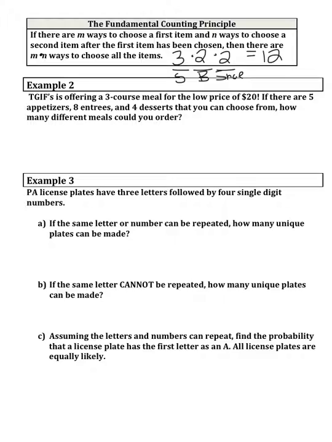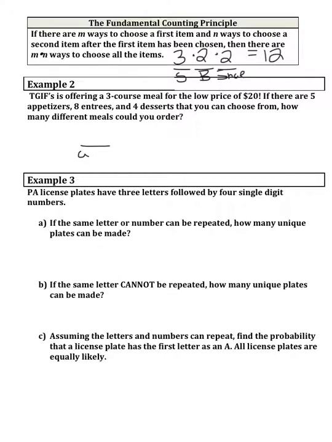TGI Fridays is offering a 3-course meal for the low price of $20. If there are 5 appetizers, 8 entrees, and 4 desserts that you can choose from, how many different meals could you order? So to set these problems up, I like to set up a slot or a line to represent each choice. So we are going to choose an appetizer. We're going to choose an entree. And you could abbreviate this. You could use A, E, and we're going to choose a dessert.